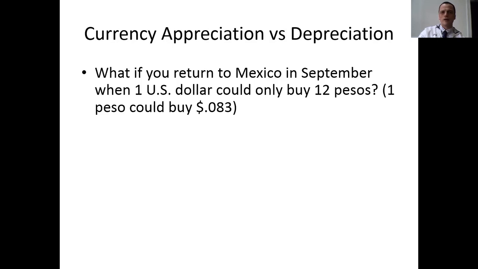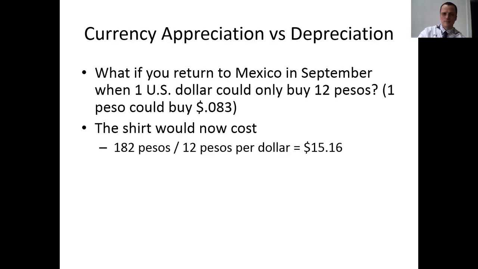So let's talk about appreciation versus depreciation. What if you returned to Mexico in September when $1 US could only buy 12 pesos? So in other words, 1 peso is essentially a little over 8 cents. What has happened to our currency relative to their currency? Well, the shirt would now cost $15 as opposed to the $14 that it had cost before. So what's happened to the US dollar? It's depreciated in value relative to the peso.